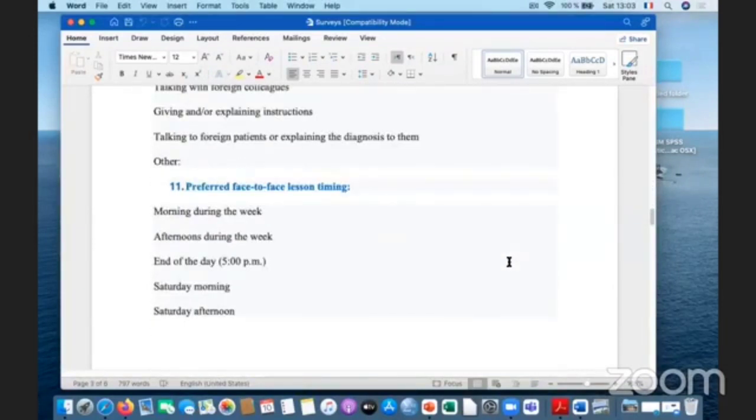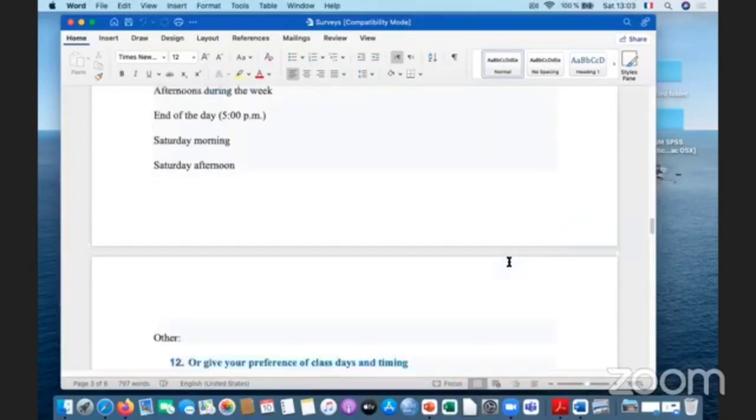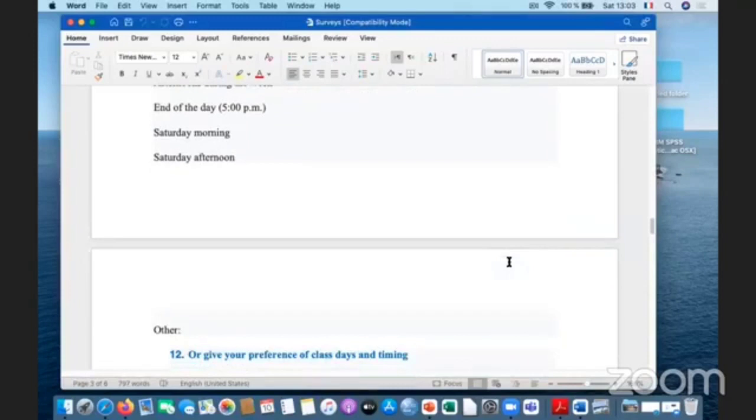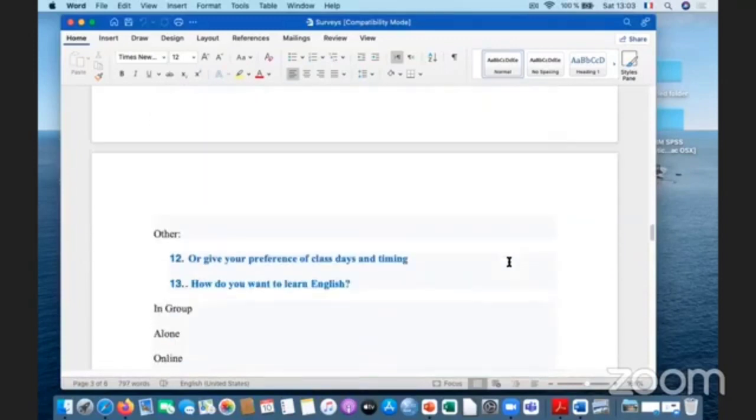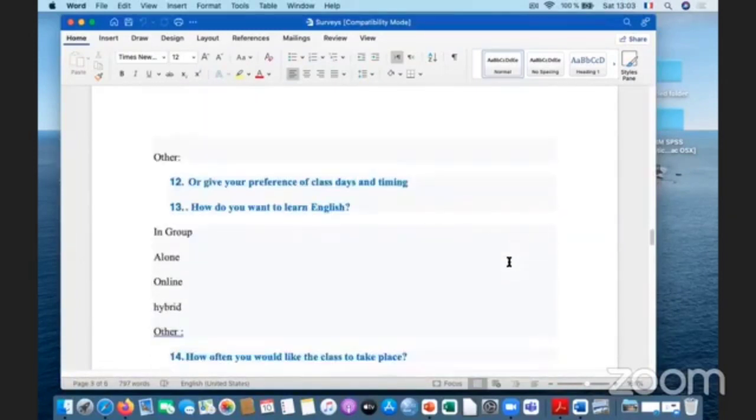Yes, this is repeated. Preferred face-to-face lesson timing: morning during the week, afternoon, end of the day, Saturday morning, Saturday afternoon. Do you want to take lessons in the hospital or at your clinic, etc.? You may add any other question. Give your preferences of class days and timing, meaning you prefer any other timing, any other day during the week. How do you want to learn English? In a group, alone, online, hybrid.